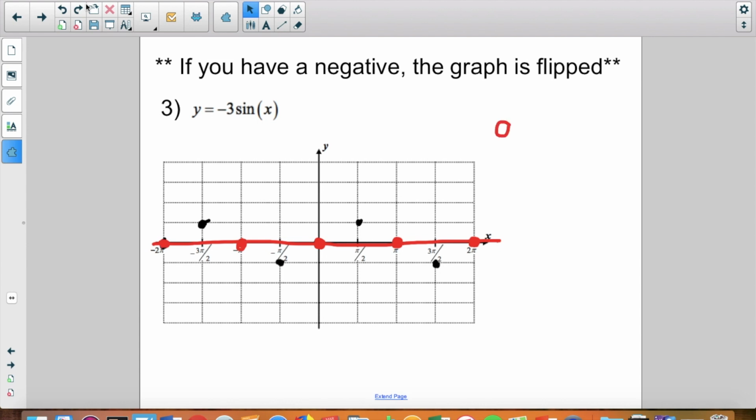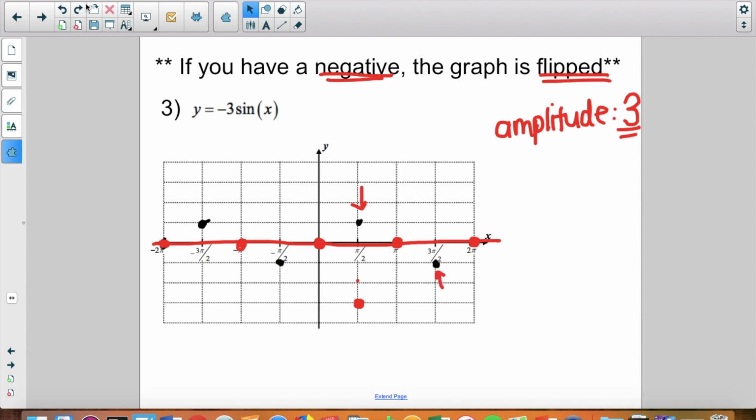So our amplitude is not negative 3, it's just positive 3. The negative tells us to flip the graph. So this point here, instead of it being above the x-axis, it's actually going to be flipped to below. So it's going to be below, and to get to that point, we're going to go 3 units, which is our amplitude. So it's going to be 1, 2, 3. That will be the new point for the one that has the arrow attached to it. And then all of the rest are going to follow the same way.